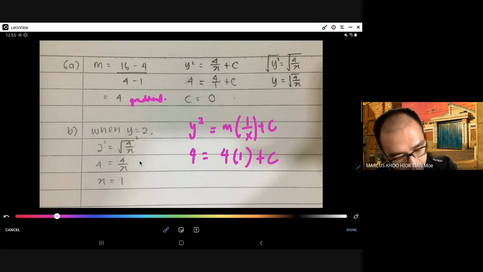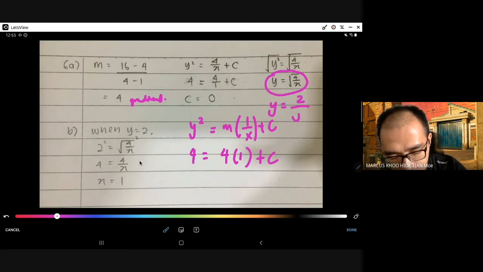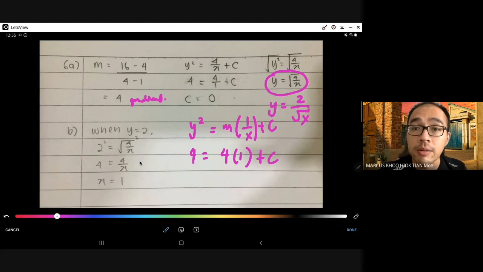Okay, fine. Just one thing, this one actually is y equals to 2 over square root x, because square root of 4 is 2. Okay, you will want to do that.